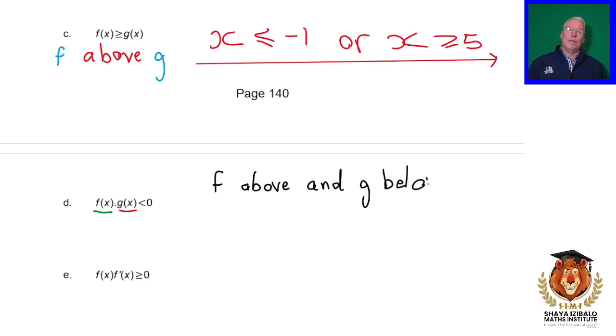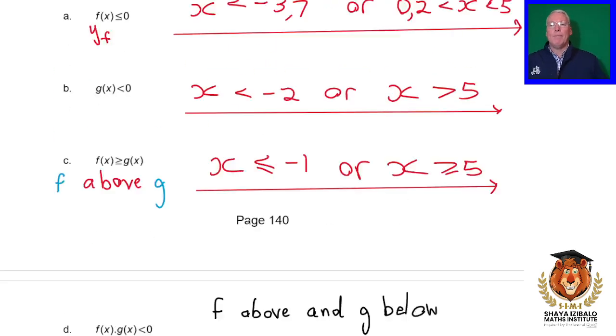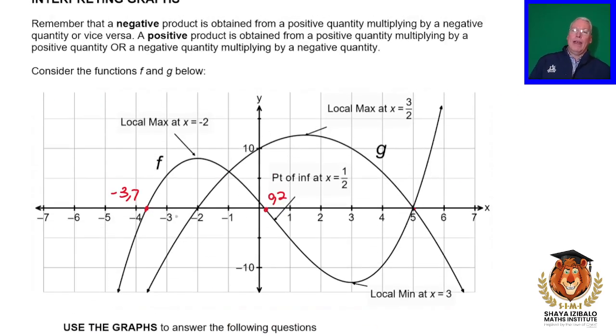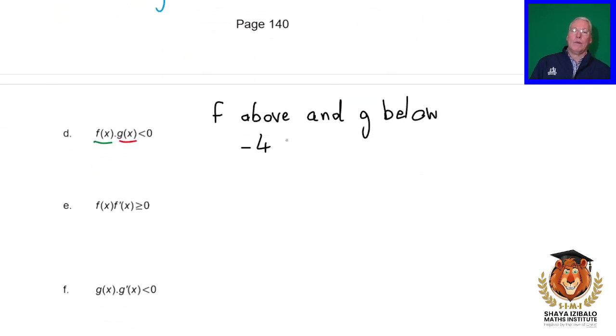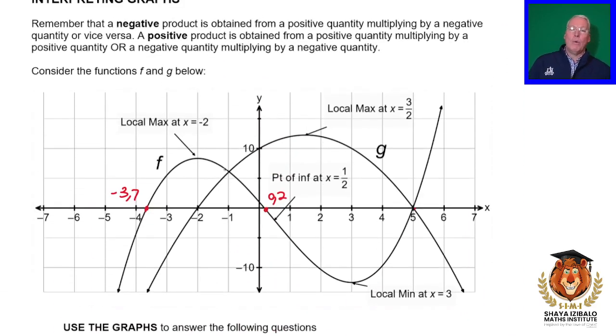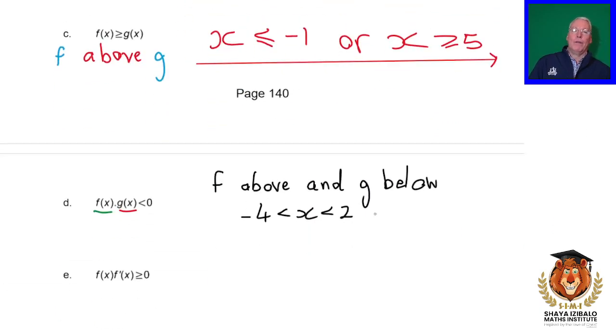Let's just look at that first. Where is f above and g below? F is above and g is below from -4 to 2. In between -4 and 2, f is above and g is below. Let's see if there's anywhere else where f is above and g is below. Yeah, from 5 onwards, f is above and g is below.